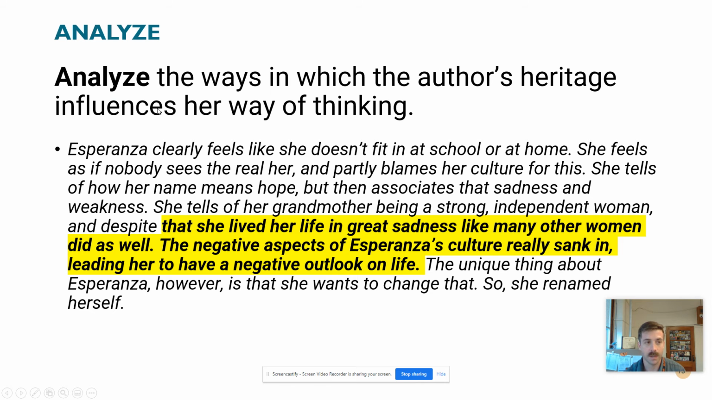That's what analysis is. So analyze the ways in which the author's heritage influences her way of thinking. So that analyze almost always implies there's going to be more than one idea that you need to break apart, or to break an idea into more than one part.